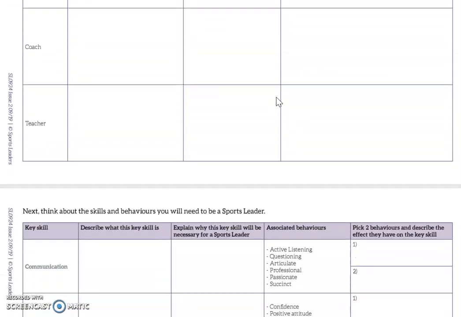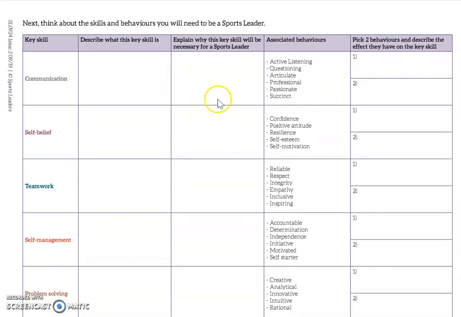A skill, for example, as identified here, is communication, but perhaps the behaviour might be you being confident enough to talk and stand in front of a group in order to communicate. That comes into the third column: explain why this key skill will be necessary for a sports leader. Hopefully all of these will be fairly self-explanatory, and you should be able to work out why it's important for you to have these skills. Then you've got the associated behaviours. In column 4, it tells you the behaviours that reflect that particular skill, and you need to pick just two of those behaviours.